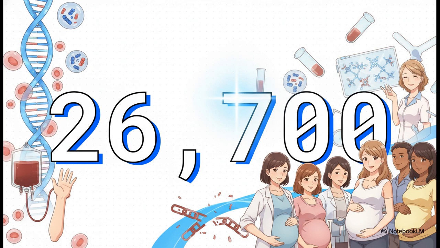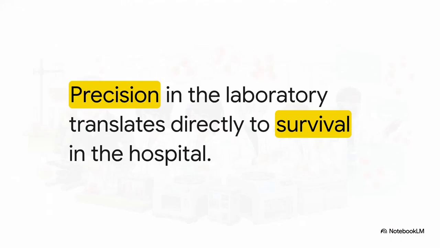Why did that happen? Because traditional serology just couldn't distinguish between a safe weak D variation and an at-risk partial D Rh variation. DNA testing solves this immediately. It saves critical medical resources and it spares thousands of patients from completely unnecessary treatments. If there's one crucial takeaway from today's explainer, it's this. Precision in the laboratory translates directly to survival in the hospital.